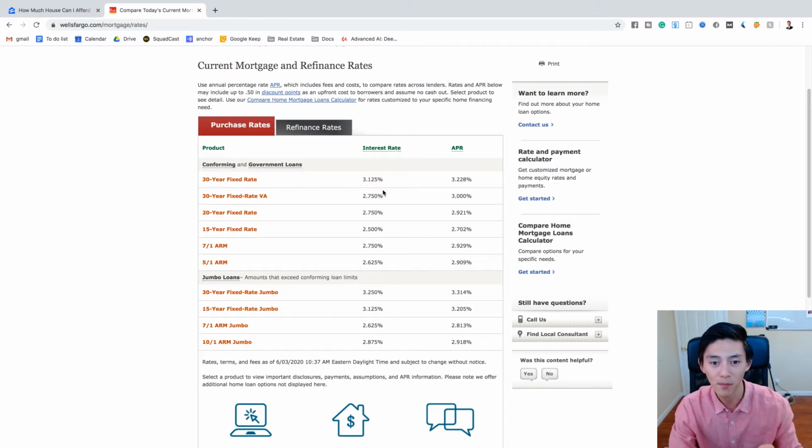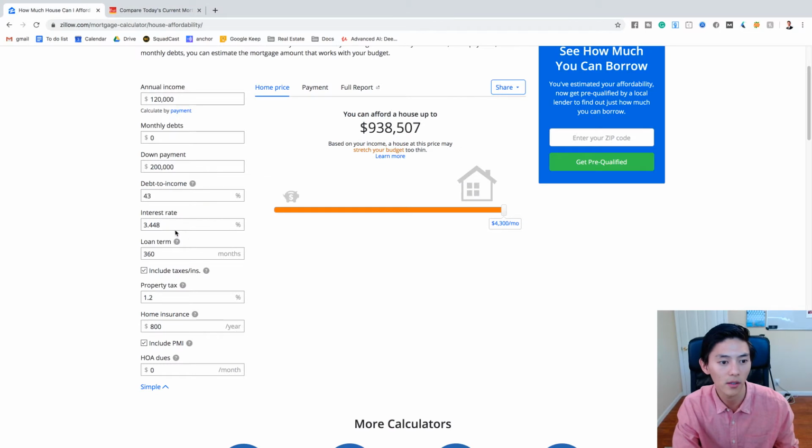So if you're interested in buying a property, now is an amazing time to buy because these loans are so low. In this case, if we assume that we want to get a 30-year fixed rate, we would type in 3.125 into the Zillow calculator. Your loan term depends on what kind of loan you're getting. In this case, we are getting a 30-year fixed rate mortgage, and so that's 360 payments. You take 30 years times 12 months, that's 360 payments.